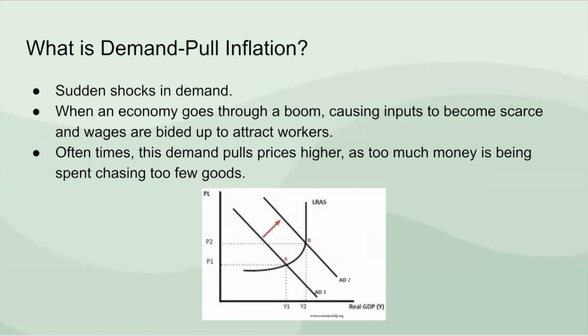Basically, when an economy goes through a boom, it causes inputs to become scarce and wages go up in order to attract more workers, because it's harder to find workers in a time like this. Oftentimes, prices need to increase as too much money is being spent chasing too few goods. In other words, demand for goods increases and exceeds production capacity. As you can see here, demand is increasing due to the economic boom, and therefore they need more workers and prices increase, all of those things.